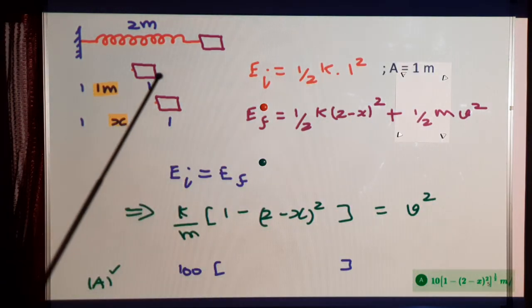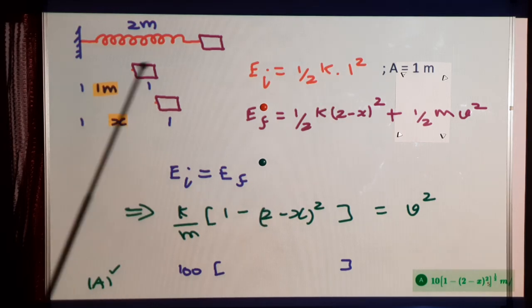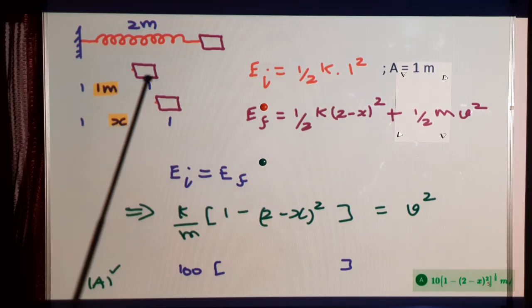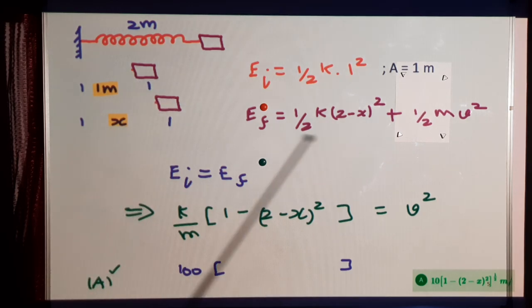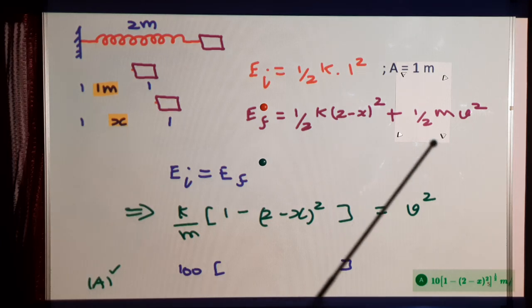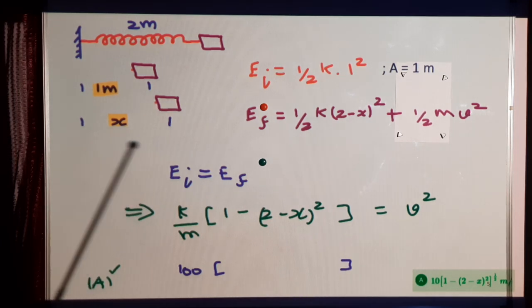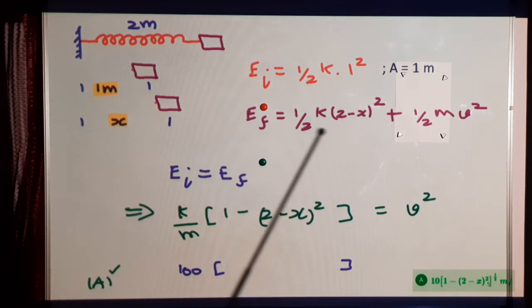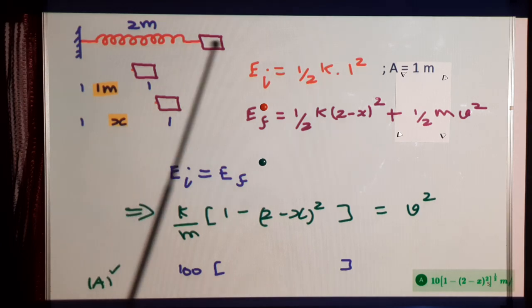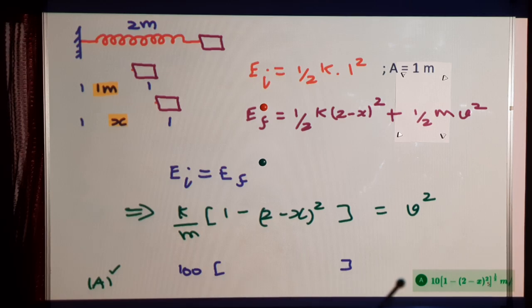If we call this the initial state, the energy in this state is half k x square, where x is the compression, which is 1 meter, and this is the turning point at the extreme position, so the kinetic energy is 0. After that the velocity will start picking up, and let the velocity be v in this state. So half m v square, plus the energy stored in the spring in this state, half k times the compression, which from 2 has reduced to x, so it's 2 minus x whole square. These two are equal because there is no dissipation, it's on a frictionless table, so energy is conserved. So equating these two, I get the velocity as 10 into the square root of this, which matches option E.